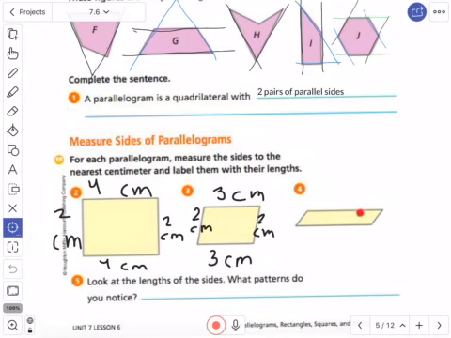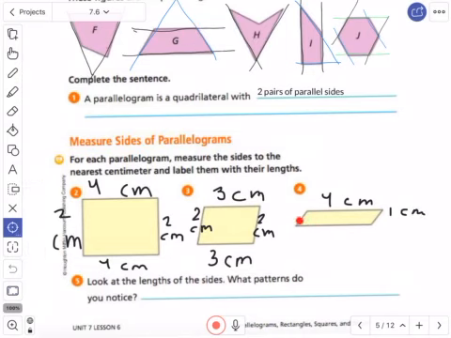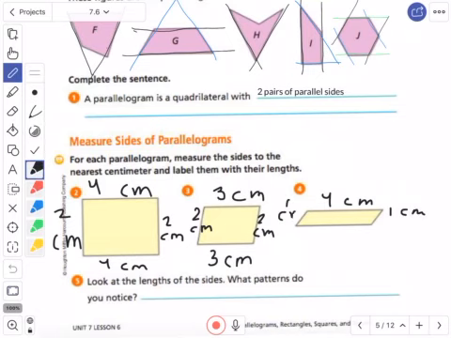Then, for this last one, if this top, let's just say it's 4 centimeters, and this side is 1 centimeter, I then know what the other sides are. This left side will be 1 centimeter. And the last one, everybody say it, 4 centimeters.